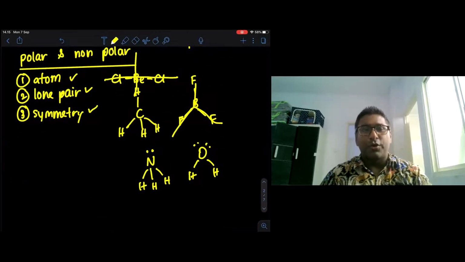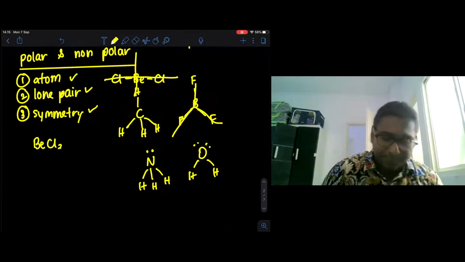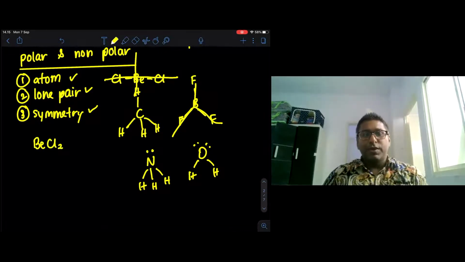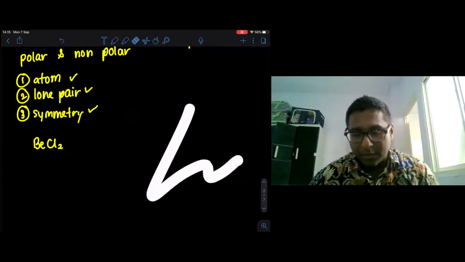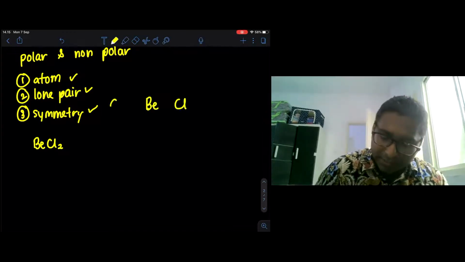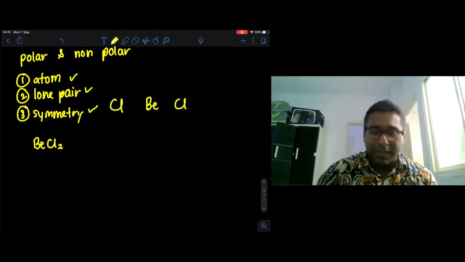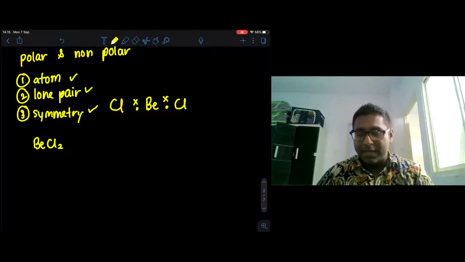Okay, so let's look at some examples. One example that I want to highlight is BeCl2. BeCl2 is a very interesting molecule. When we look at the atoms, there is Be, there's Cl, there's Cl, and Be belongs to group 2, therefore they have something like this. Of course, I didn't balance for the chlorine, but these are the important things I need for BeCl2, and I don't have any lone pair, so forget about lone pair.